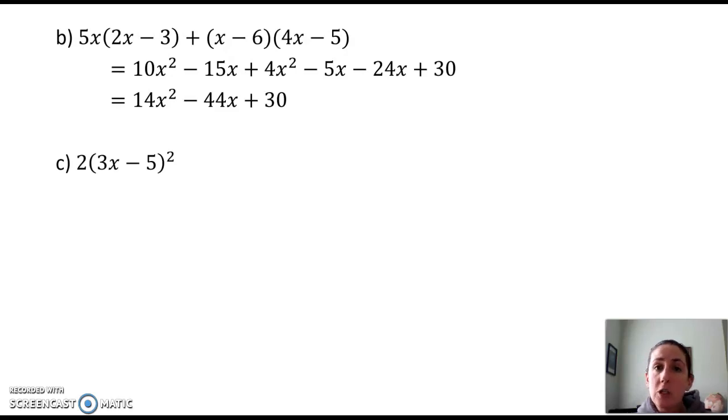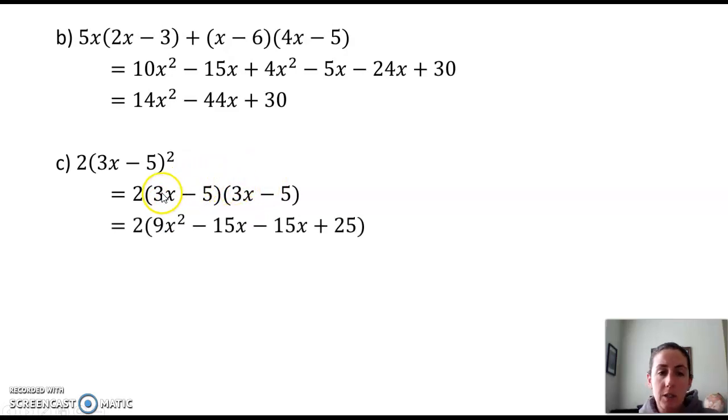Now, here we do have an exponent. As I've said before, if you have addition or subtraction in the parentheses, you cannot distribute that exponent. So we have to think back to what does it mean to square something? To square something means you multiply it to itself. So 3x minus 5 squared is 3x minus 5 times 3x minus 5. So now we're back in one of those situations where we can either distribute the 2 to the first group, then distribute the two groups together, or we can distribute these two groups together and then distribute the 2. I'll distribute these two groups together.